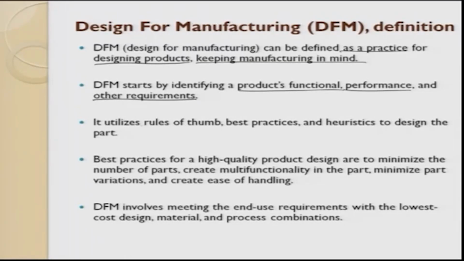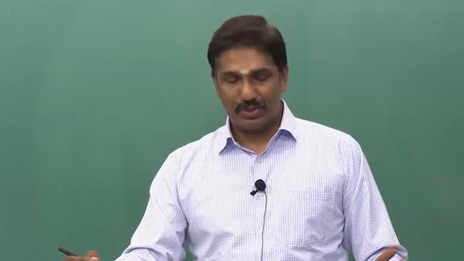It utilizes rule of thumb, best practice and heuristics to design the part. The rule of thumb is, they say, if a mistake is identified at a very early stage, the cost of the product is reduced. If the mistake is found at the second stage or the third stage, the rule of thumb says that at every stage there is a multiplication factor of 10. So, the cost increases tenfold.